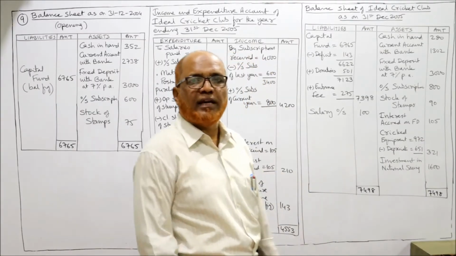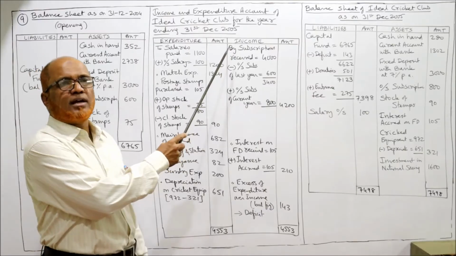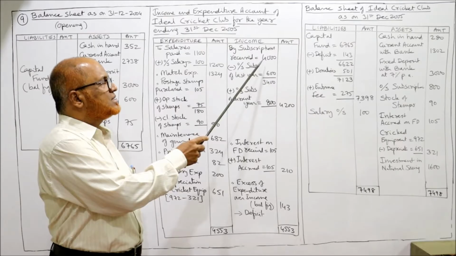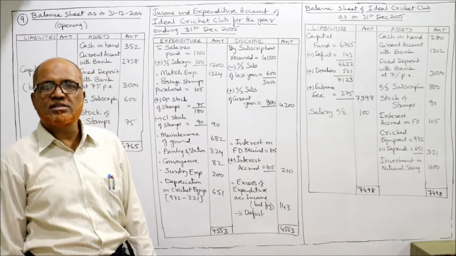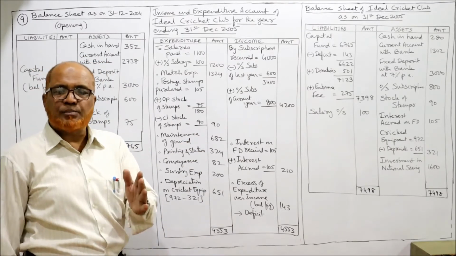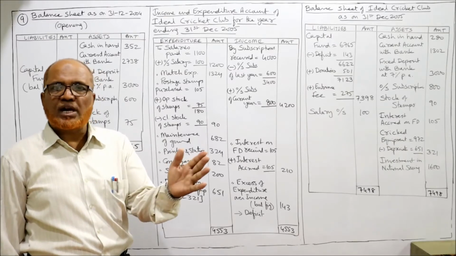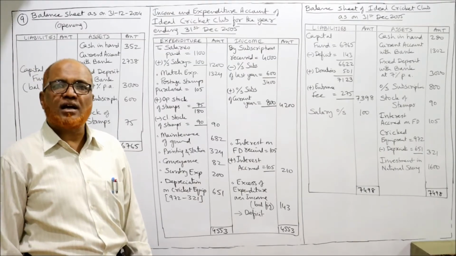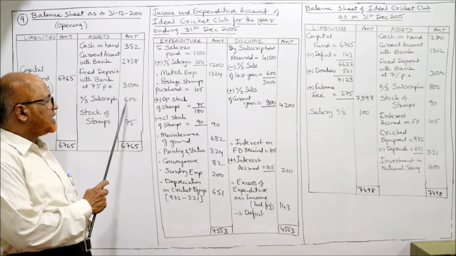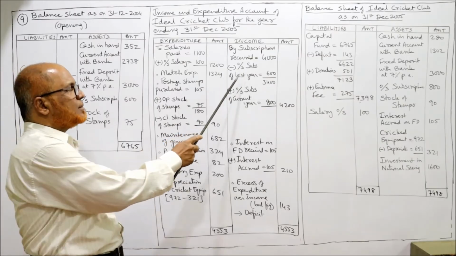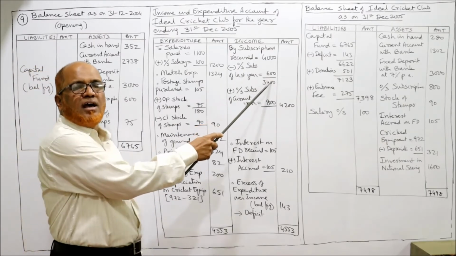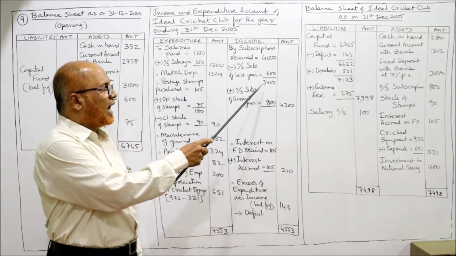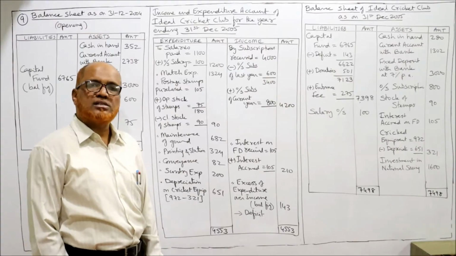Now we'll come to the income and expenditure account. Income and expenditure account of Ideal Cricket Club for the year ending 31st December. By subscription received 4,000, given in the problem. From this subscription, last year outstanding will be deducted and current year's outstanding will be added. तो लास्ट ईयर के आउटस्टैंडिंग सब्सक्रिप्शन 600 थे, यहां पर देख सकते हैं. So less outstanding subscription of last year 600 subtracted and current year's outstanding subscription given in the adjustment 800 rupees added up. 4,200 total subscription income.